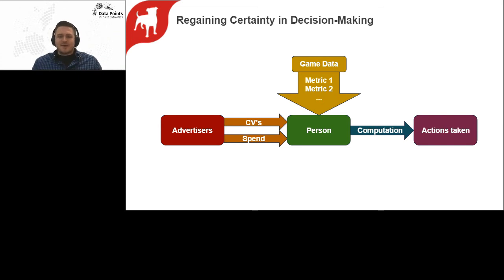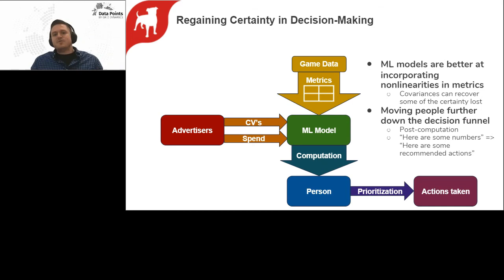This is the current paradigm that we have with performance marketing. A performance marketer is handed a pile of KPIs from the game data and from the advertiser side. They let these numbers swirl around in their brain, and then they take a prescribed action based on that. What I'm proposing is that we need to move people further down the funnel. The reason for this is that the nonlinearities between these metrics, the covariance that exists there, are actually additional information that we very rarely are able to incorporate in our internal calculations, computations that we do in our head.